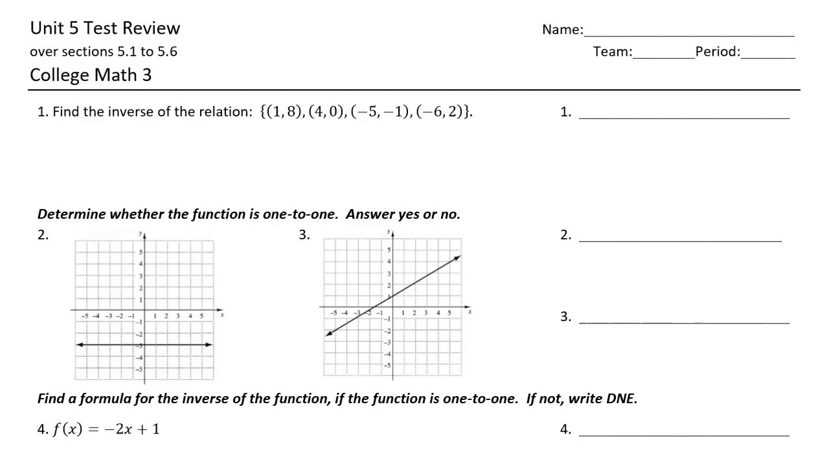The first one just wants us to find the inverse of a relation. So remember the inverse, we just swap x's and y's. So this will essentially just be the set of ordered pairs such that I swap each x and y. So (1, 8) will turn into (8, 1). The next one, (4, 0) would become (0, 4). One after that, (-5, -1) is now (-1, -5). And the very last one, I've got (-6, 2) turn into (2, -6).